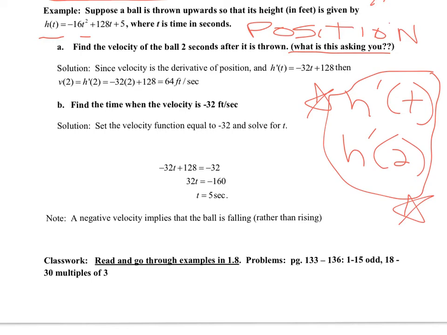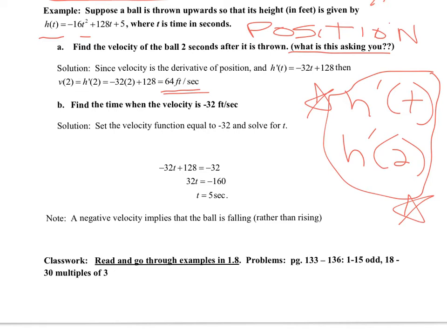So since velocity is the derivative, h prime of t is negative 32t plus 128, and therefore you can evaluate it, and you see that your velocity is 64 feet per second. Units are hugely important here.